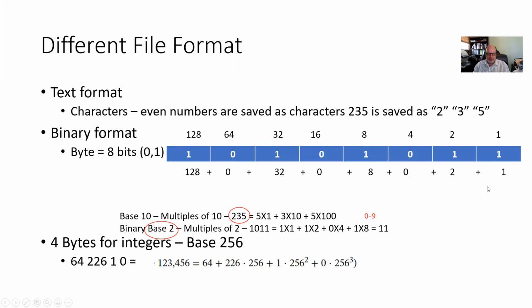Let's see how fast you can add up these numbers: 128 plus 32 plus 8 plus 2 plus 1. To make it a speedy addition, I'm going to add 2 to 128, that's going to give me 130. 32 plus 8 gives me 40. So that's 170 plus 1. So this is going to represent 171.